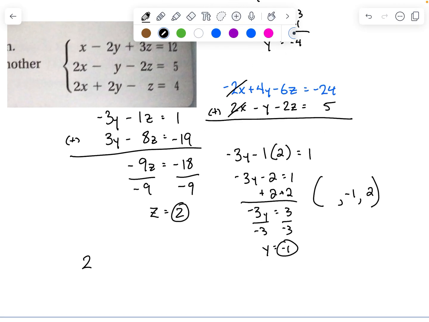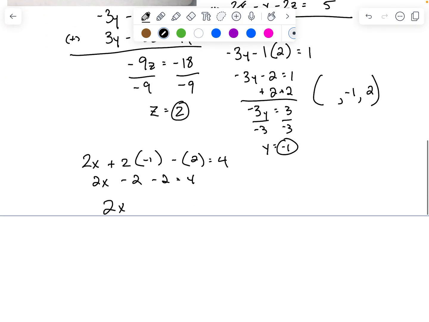So the last one is 2x plus 2 of the y's, which is negative 1, and minus z, which is 2, equals 4. So I just rewrote it, plugging my numbers in. 2x minus 2 is 4. 2x minus 4 is 4. If I added 4 to both sides, I would get 2x equals 8. If I divide both sides by 2, I would get x equals 4.